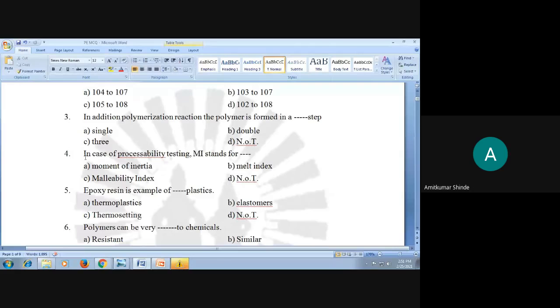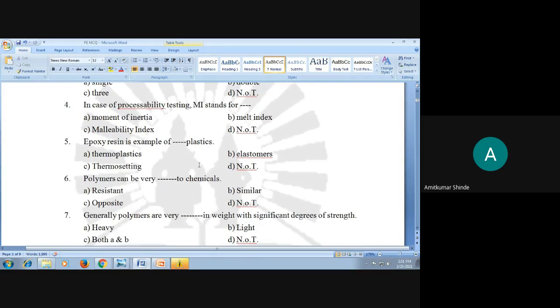Then one more question for improving your information. This is the question. In case of processability testing, what does capital MI stand for? This is for melt index. Now this is in your syllabus.